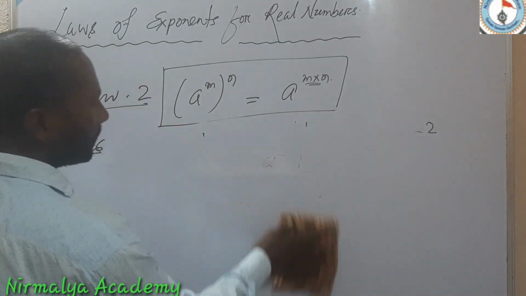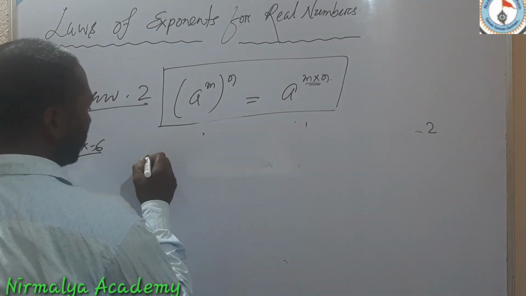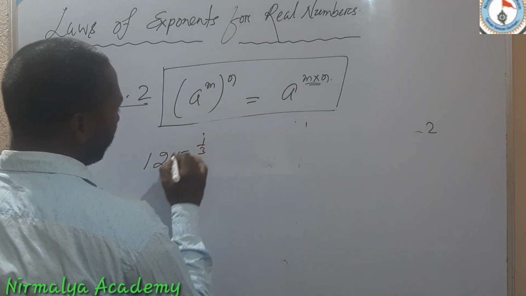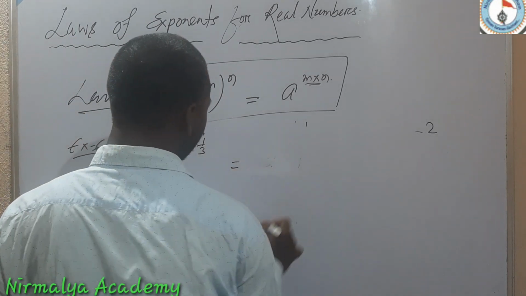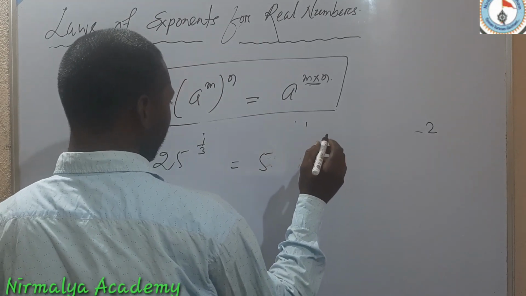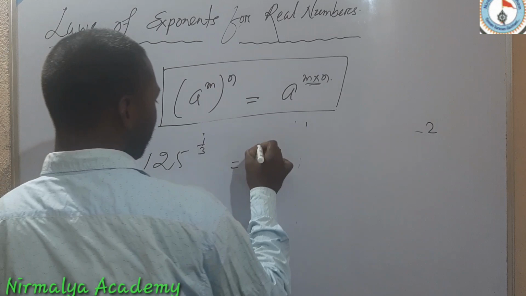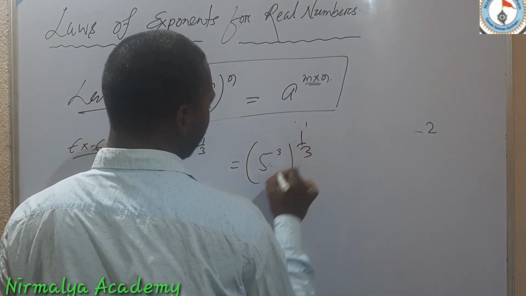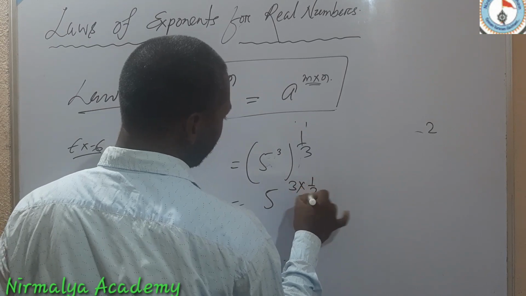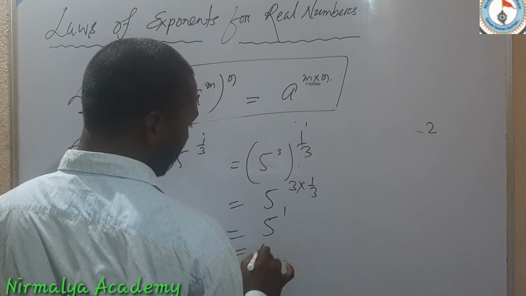Next, another example. Find the value of 125 to the power 1 by 3. 125 is 5 to the power 3, whole to the power 1 by 3, equals 5 to the power 3 into 1 by 3, equals 5 to the power 1, or 5.